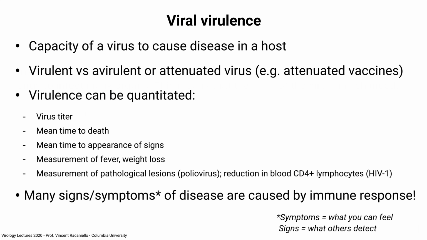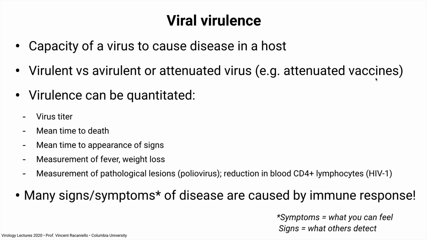Okay, now let's talk about viral virulence, the capacity of a virus to cause disease in a host. An important concept and important to understand how it's measured. We talk about virulent viruses that cause severe disease, and we talk about avirulent viruses that don't cause any disease. And sometimes another word we use is attenuated to describe a virus whose virulence has been substantially reduced. For example, attenuated vaccines. These are infectious vaccines that have reduced virulence by some modification of the genome, and we will talk about that in our vaccine lecture.